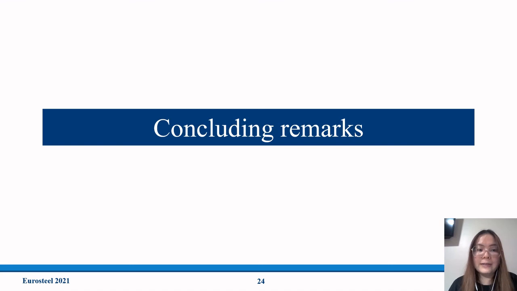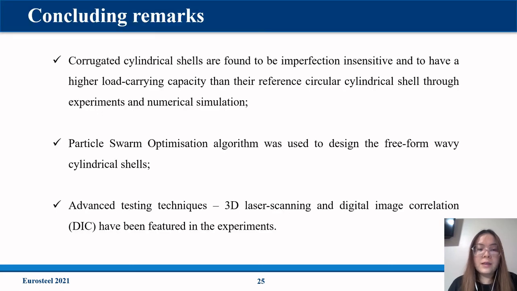Thus, we can conclude that the investigated corrugated cylindrical shells are found to be imperfection insensitive and found to have a higher loading capacity than the reference circular cylindrical shell through tests and FE simulation. The algorithm particle swarm optimization was used to design the free-form wavy cylindrical shells. In the test, advanced testing techniques, the 3D laser scanner and digital image correlation, have been featured.